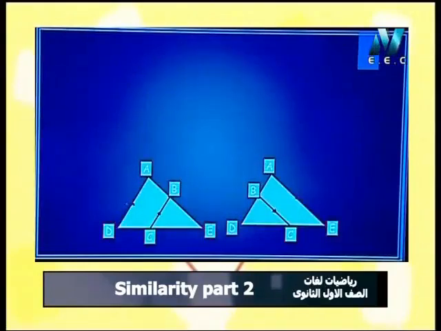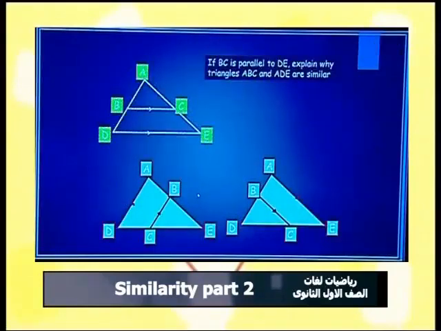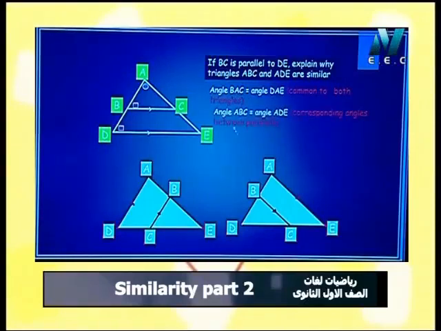We have here two triangles, and this triangle is similar to them. We have here the triangle ADE, and we have BC parallel to DE. We have the angle BAC equal to the angle DAE because they are a common angle. We have the angle ABC equal to the angle ADE, corresponding angles, because of similarity here.